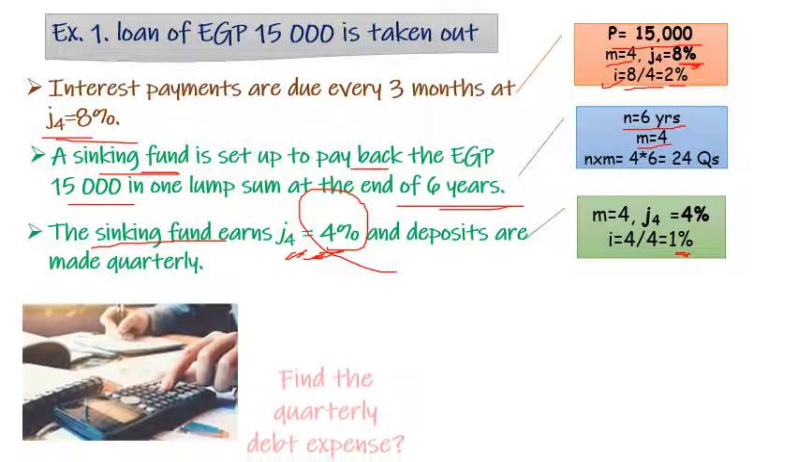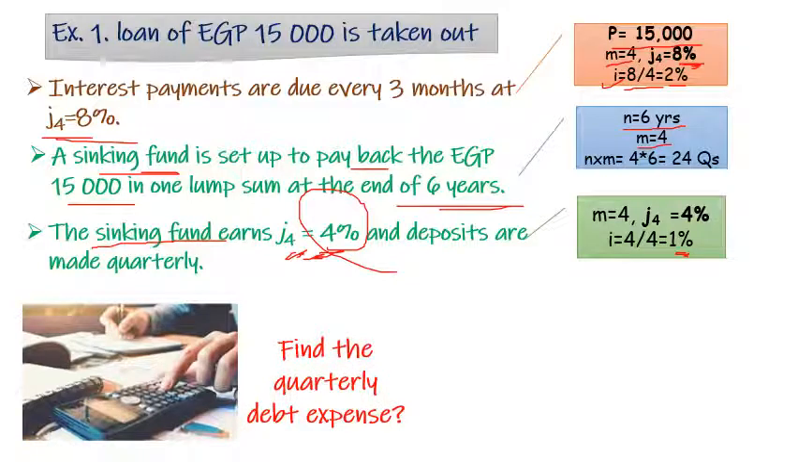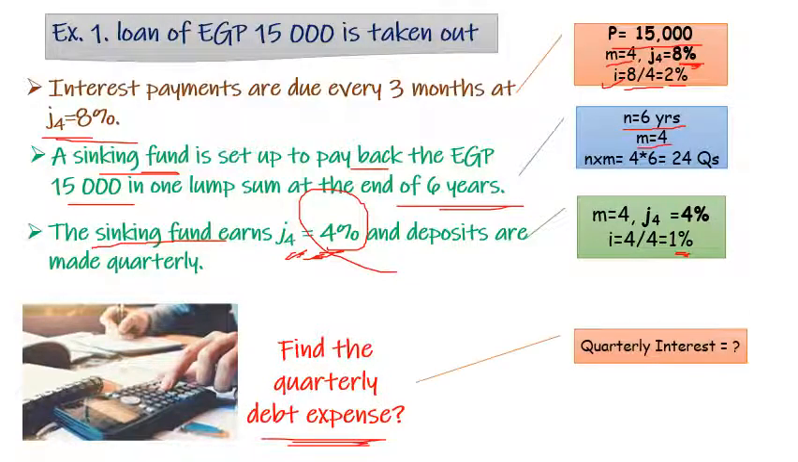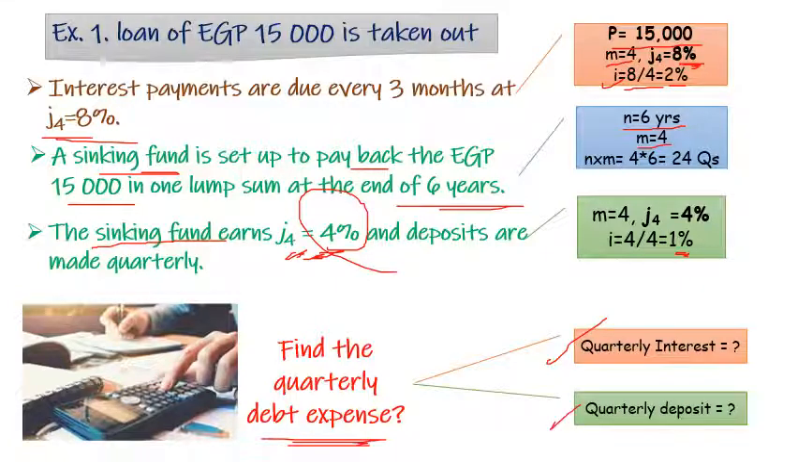The required is to find the quarterly debt expense, or debt cost. This means we have to calculate the quarterly interest and the quarterly deposits in the sinking fund.